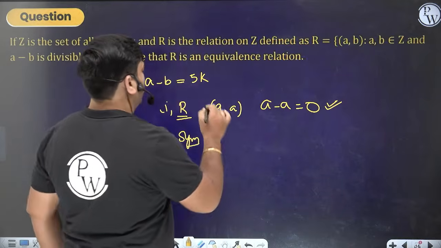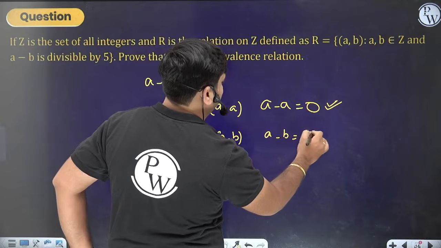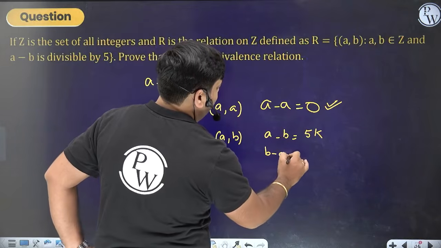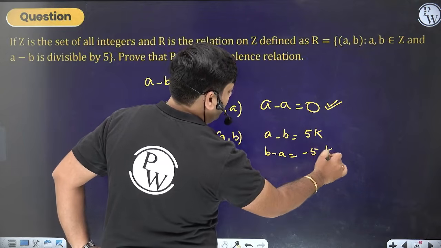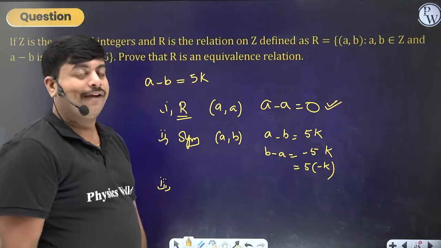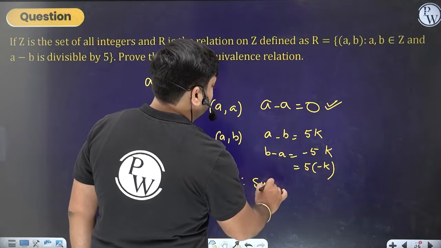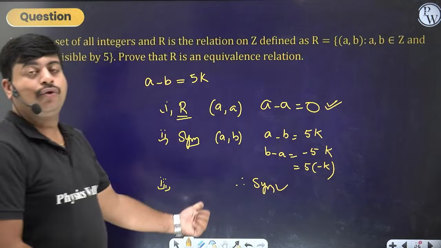Okay. So for a comma b, we know that a minus b is equal to 5k. So b minus a will be equal to minus 5 into k, or 5 into minus k. So it is still a multiple of 5. It is divisible by 5. So hence it is symmetric. The same way you need to go for transitive.